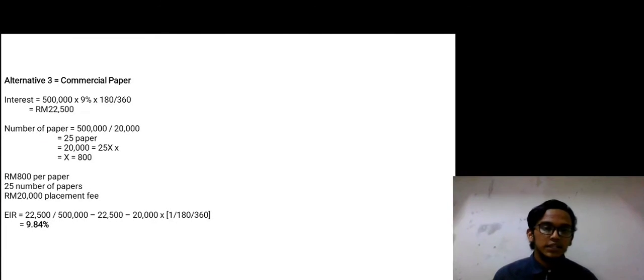The three alternatives have different methods and get different EIRs. Alternative one we get 12.77%, alternative 2 we get 7%, and the third alternative is 9.84%.